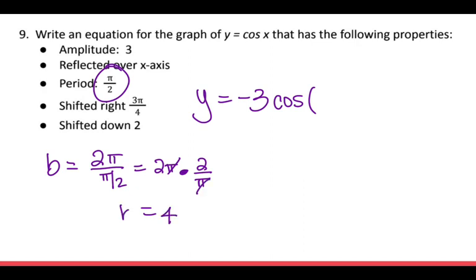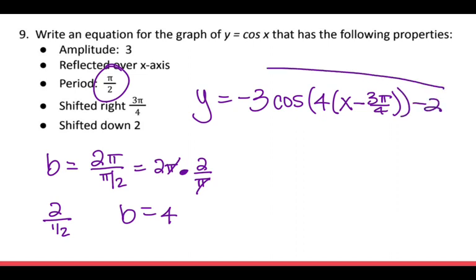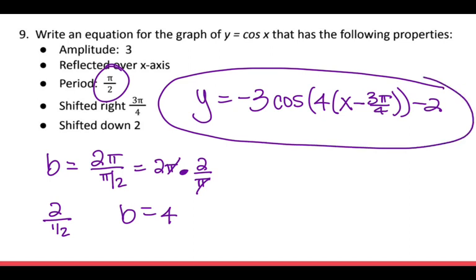So B is 4. Now, if the fraction and the fraction freak you out, in your calculator, you can just take 2 divided by 1/2, and you can handle it without the pi's because your pi's are going to cancel anyway, and that's still going to give you 4. So B is 4. And then I'm shifting to the right, so that means I'm going to subtract 3 pi over 4 and shift it down 2. So minus 2 for my vertical shift, which is my k on the outside of my trig function.